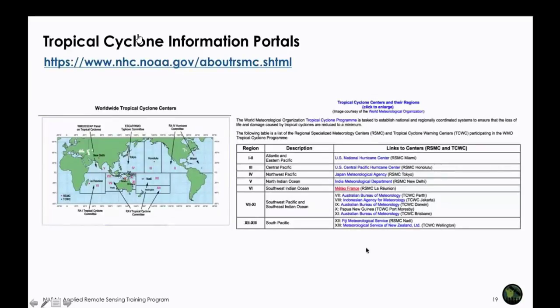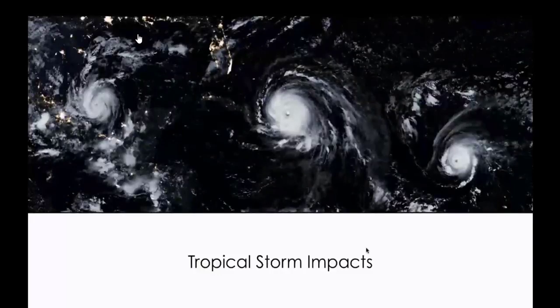If the storms are forming already, these are the sites which have dedicated information about origin and track and intensity and monitoring. So this is operational data that you can see when a storm forms. So what we want to switch now is to tropical storm impacts.